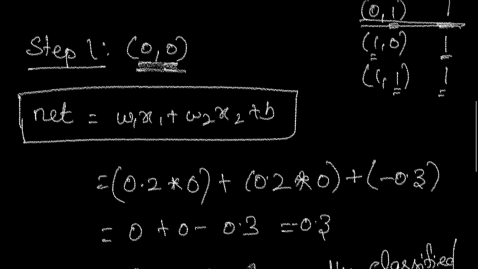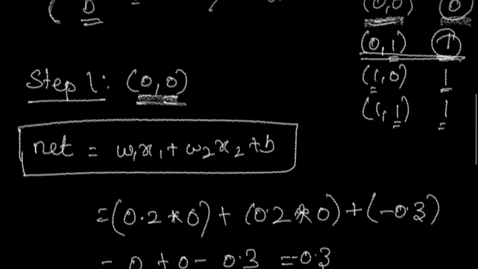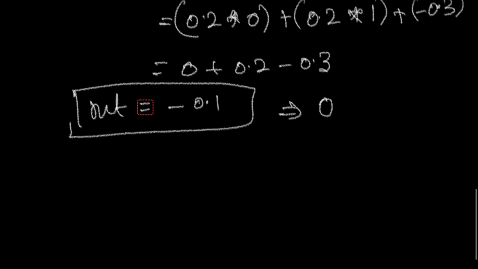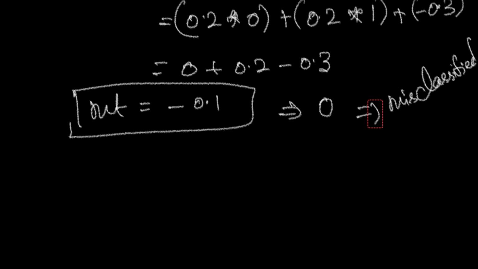Now we'll check 0, 1 in the truth table. It is 1 actually, but here we have got 0 value. So we can conclude that it is misclassified. It is wrongly classified. We are not getting the right answer. So what we have to do, we have to adjust the values of weights and make it the correct classification. That is the major thing which we have to do.